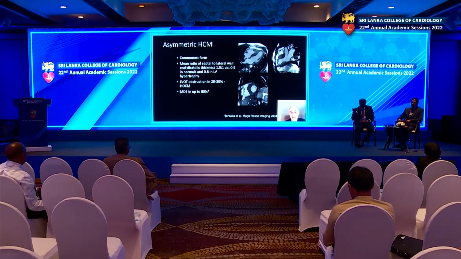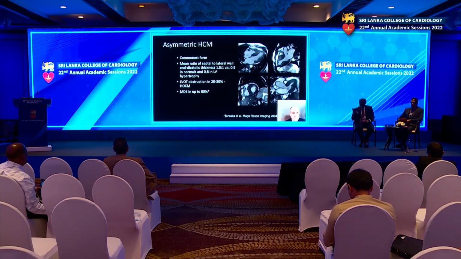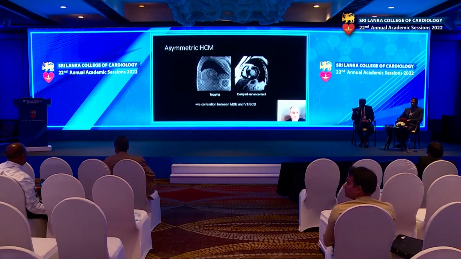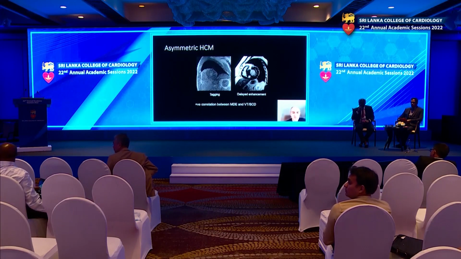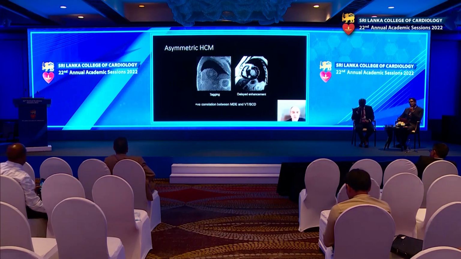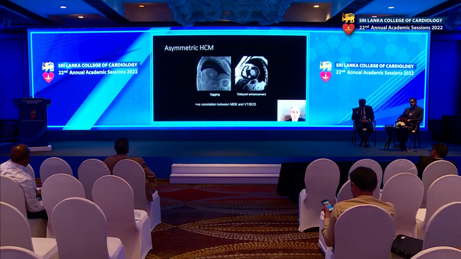We see left ventricular outflow tract obstruction in up to 20 to 30% of cases. And what is also quite common is we see some mid-wall late gadolinium enhancement, showing fibrosis within the mid-wall of the myocardium. And this is an example of some of the delayed enhancement that we see within hypertrophic cardiomyopathy. And one of the typical features is seeing focal hyperenhancement here within the anterior and inferior RV insertion points.